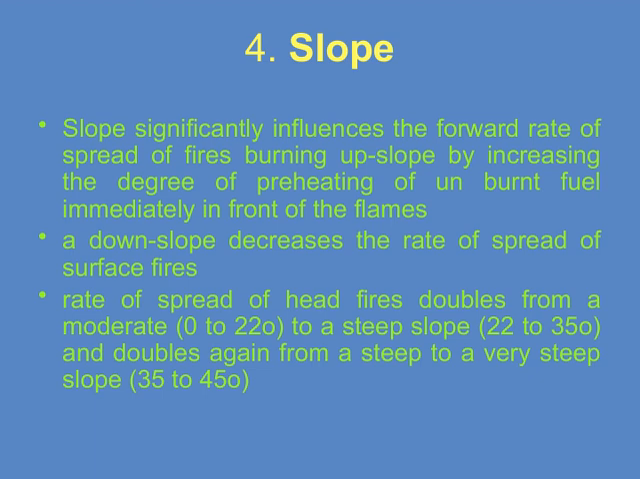Now, a key point to remember is how dramatically the slope angle impacts fire speed. For example, when moving from a moderate slope of 0 to 22 degrees, the rate of spread doubles. If you increase that to a steep slope of 22 to 35 degrees, it doubles again. And on very steep slopes, from 35 to 45 degrees, the spread doubles yet again. This shows just how influential slope can be in fire behavior, and understanding this helps us better predict and manage fire spread in different terrains. It's a crucial piece of the puzzle when considering fire dynamics and overall wildfire behavior.